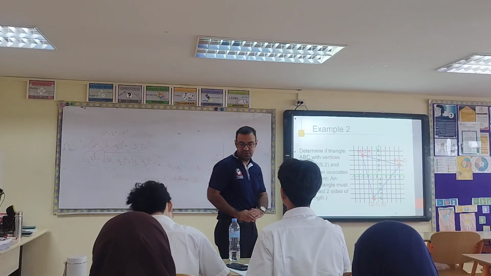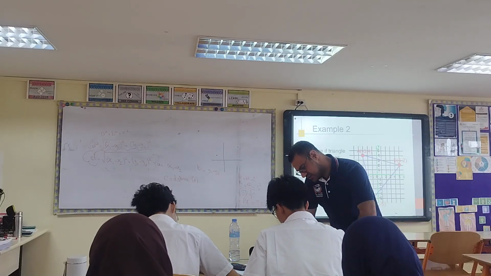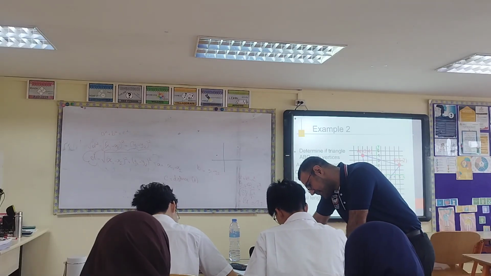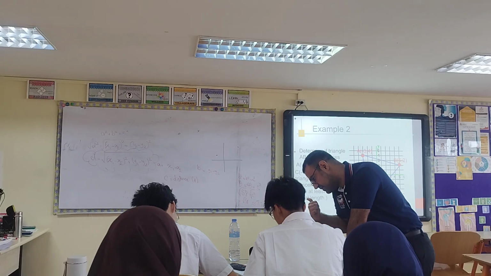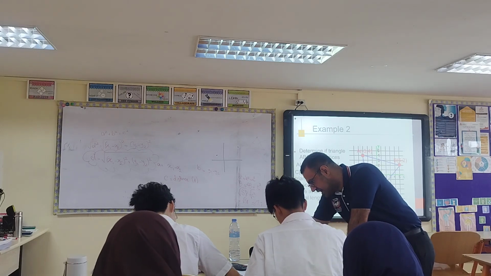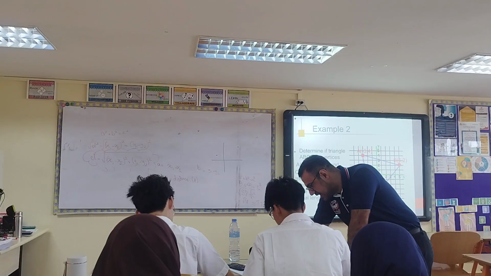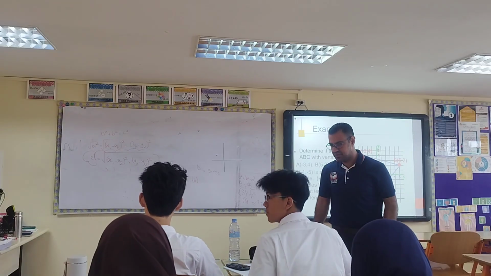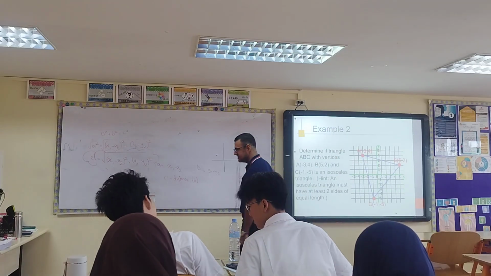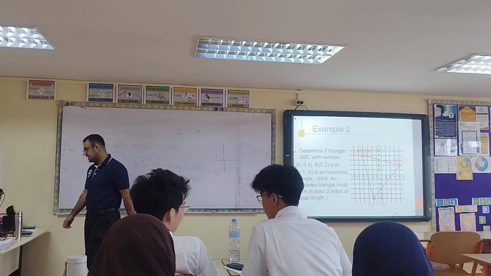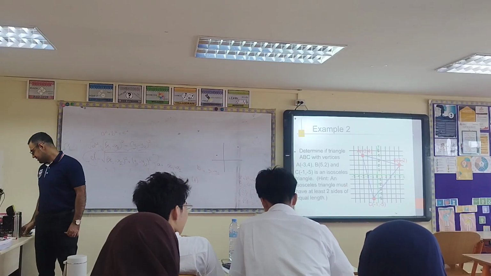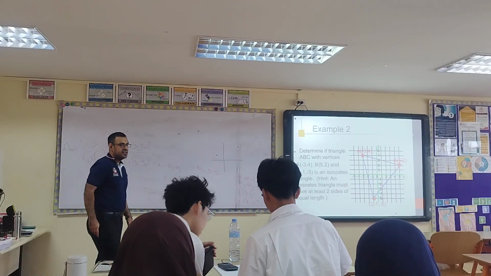They're equal, right? So it's isosceles. Excellent. That one's wrong. A, C, right. B, C. Yep, so it's correct. Yes. Okay, excellent. Good job. Excellent, everyone.